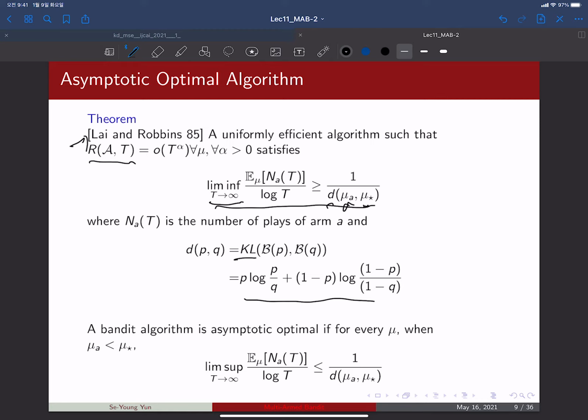So what is the meaning of this result? Essentially, for any suboptimal arm, the number of plays of that arm should be at least 1 over the KL divergence times log T.